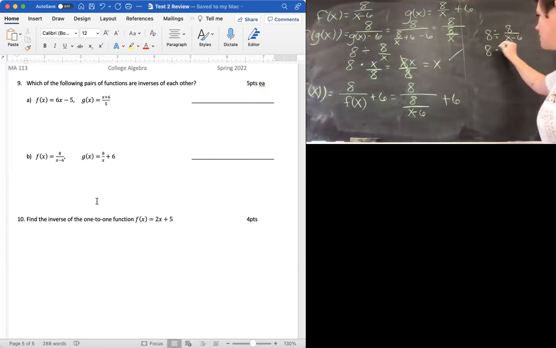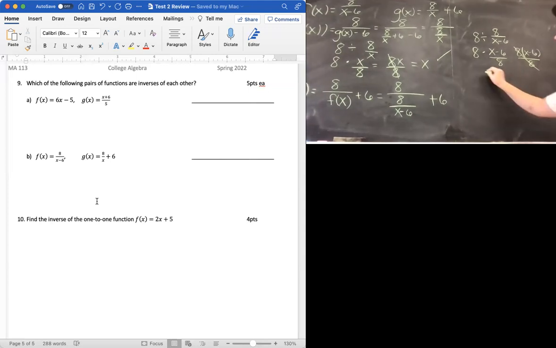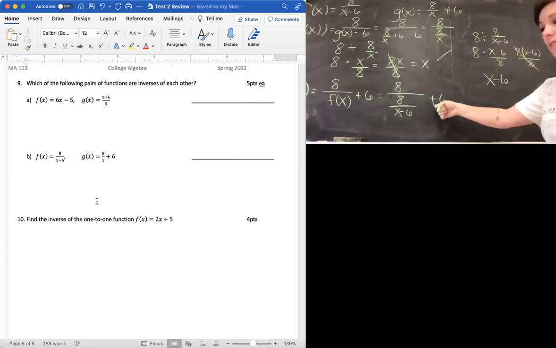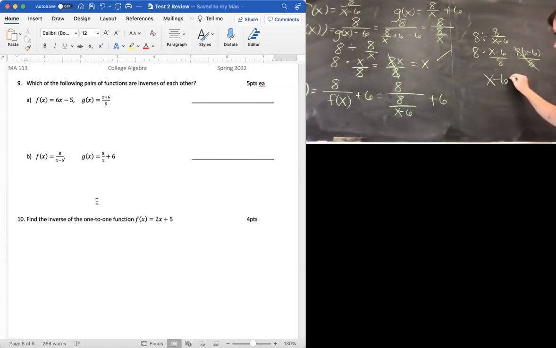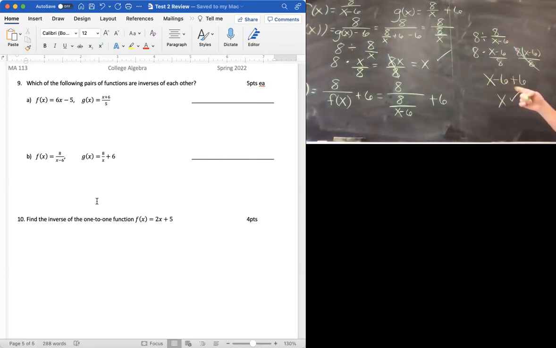Well, that's 8 times x minus 6 over 8. My 8's go away. So that leaves me with an x minus 6, and I still have that plus 6. Don't forget about it. Negative 6 plus 6 will just leave me with an x. I got f of g of x equals x, and I got g of f of x equals x. That means these are inverses.